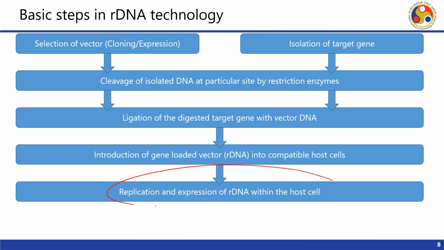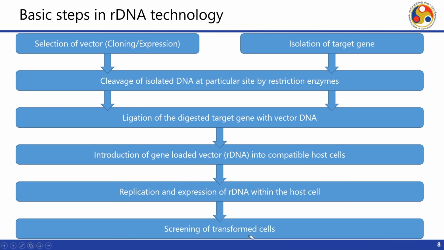Then we go for replication and expression of rDNA within the host cell, and we also have to then go for screening of the transformed cells, because not all of the cells will be transformed, which means not all of the host cells, even though they are competent, may be able to receive the gene loaded vector. So, we need to separate out the host cells which have the gene loaded vector from the host cells which do not have the gene loaded vectors. In our subsequent steps, we will be using only the cell population which have the gene loaded vector.